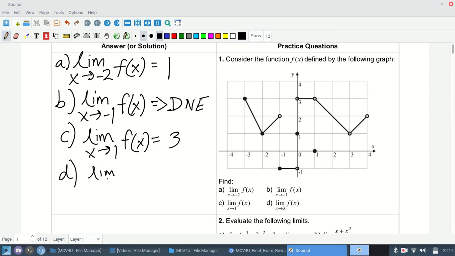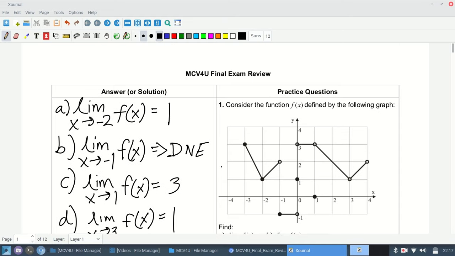Limit as x approaches 3 of f of x. Same thing. From the left, we get a y value of 1. From the right, we get a y value of 1. So we say our limit is 1. So that's a basic evaluation of limits.